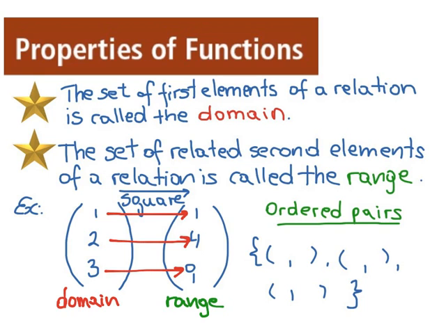This information can be put into ordered pairs, where the first term is the domain, while the second term is the range. Specific parentheses are used for this purpose. So let's take a look. 1 is related to 1 because 1 squared is 1. 2 squared is 4. 3 squared is 9.